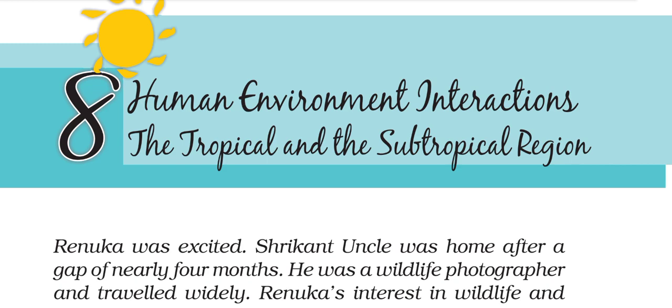So in this chapter we are going to discuss only two heat zones of the earth. The first one is tropical and the second one is subtropical region. As you all know, the tropical region is very close to the equator and it experiences extreme heat, and the subtropical region, that is also called the temperate zone of the earth, experiences moderate climate conditions.